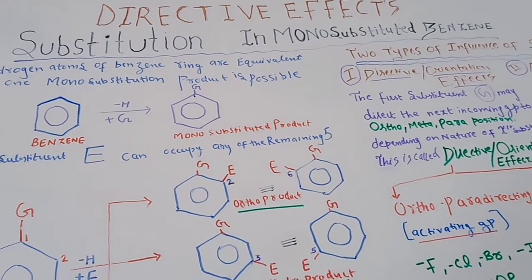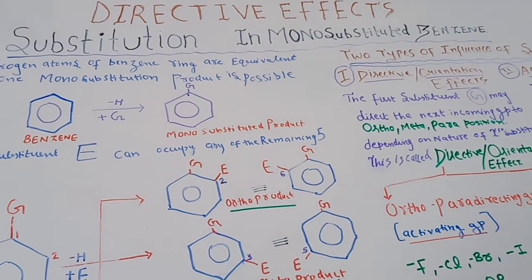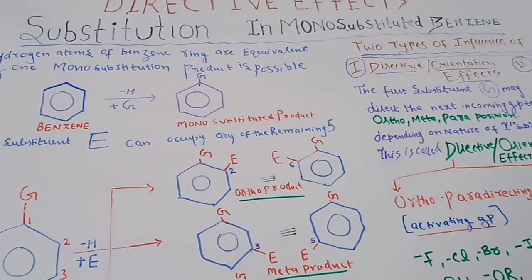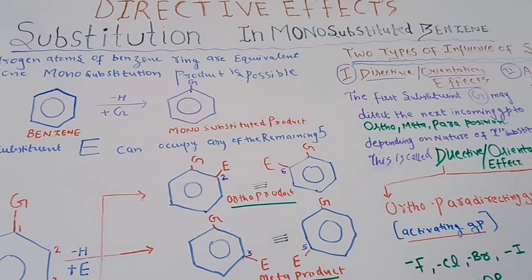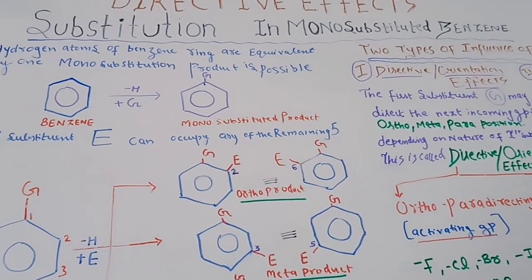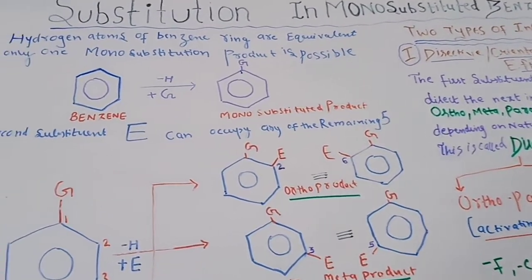Today we are going to study the directive effects and the substitution in the monosubstituted benzene ring. As already we studied about the benzene in our previous videos, the structure of the benzene by molecular orbital concept and the resonance concept. Today we will see the substitution in the monosubstituted benzene ring. So now let us start.